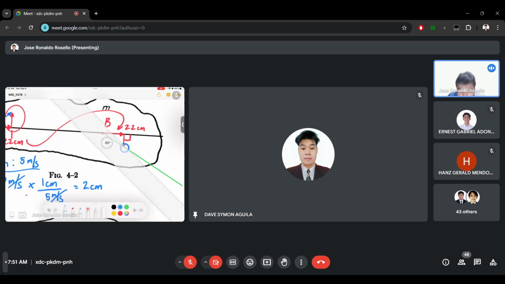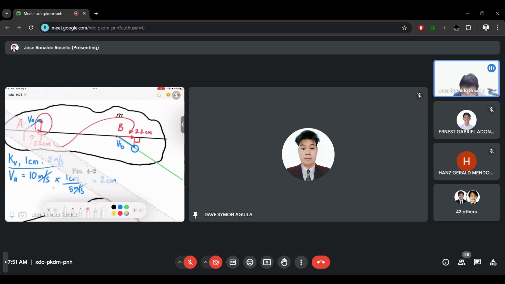We will just have to trace this line from the origin going into the intersection point B. They will now be velocity B. And for the final, to determine the velocity B, we will have to use a ruler again to measure its length.